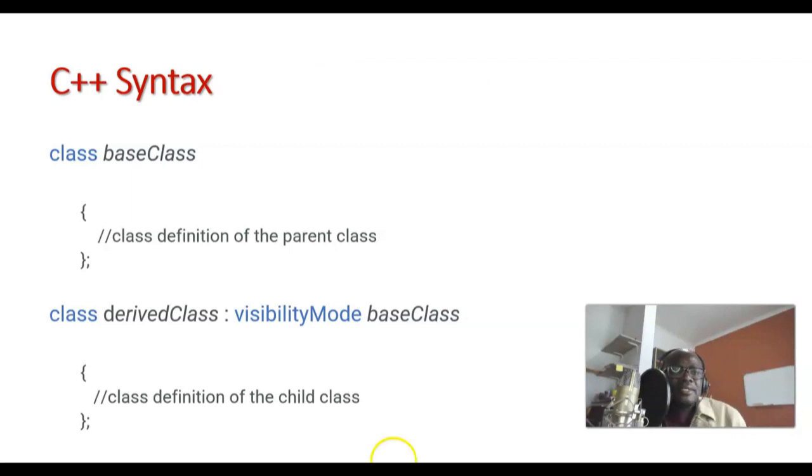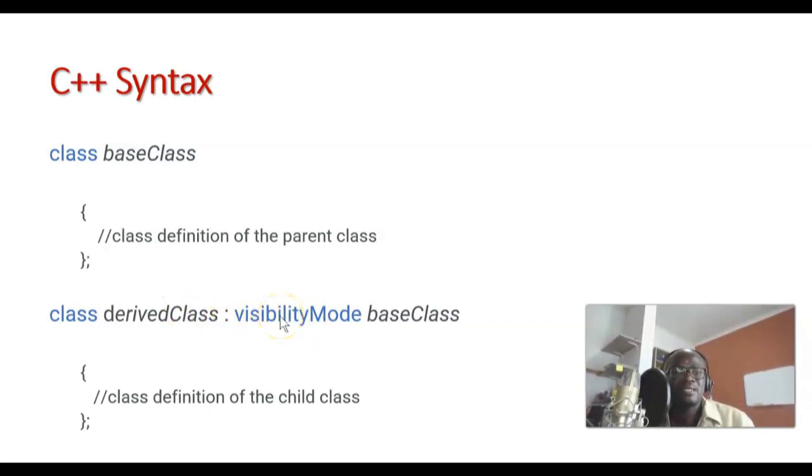Okay, now here is the syntax of how to implement inheritance. What you have here is a class. We create a base class, and we define it here. And then when defining a derived class, you write class and the name of that derived class, then you put a colon, and then you write the name of the class from where it is getting derived.